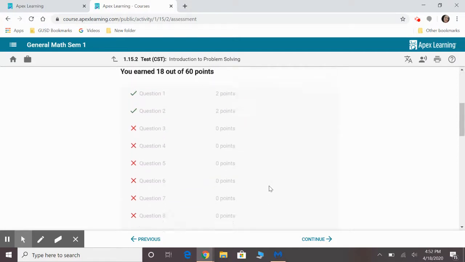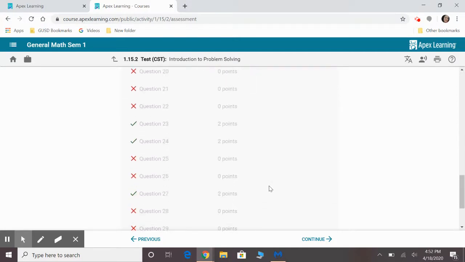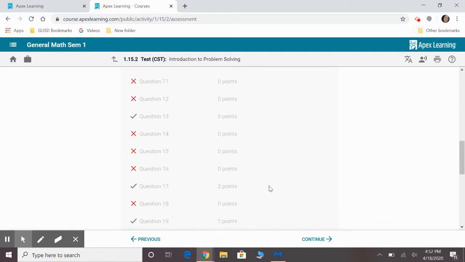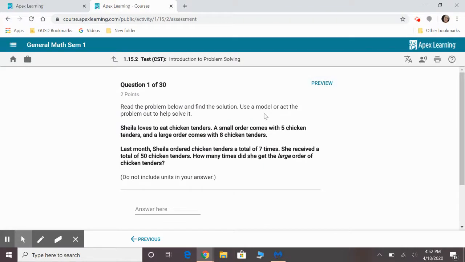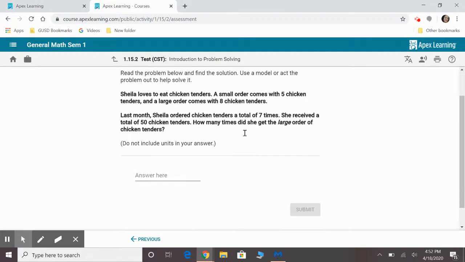Okay, so this will give you a breakdown of the questions that you missed, which was quite a few in my case. I scored a 30%. Again, the minimum score requirement is a 60. So I would reset that for myself so that I could try and get a better score. And I would go through and take it again.